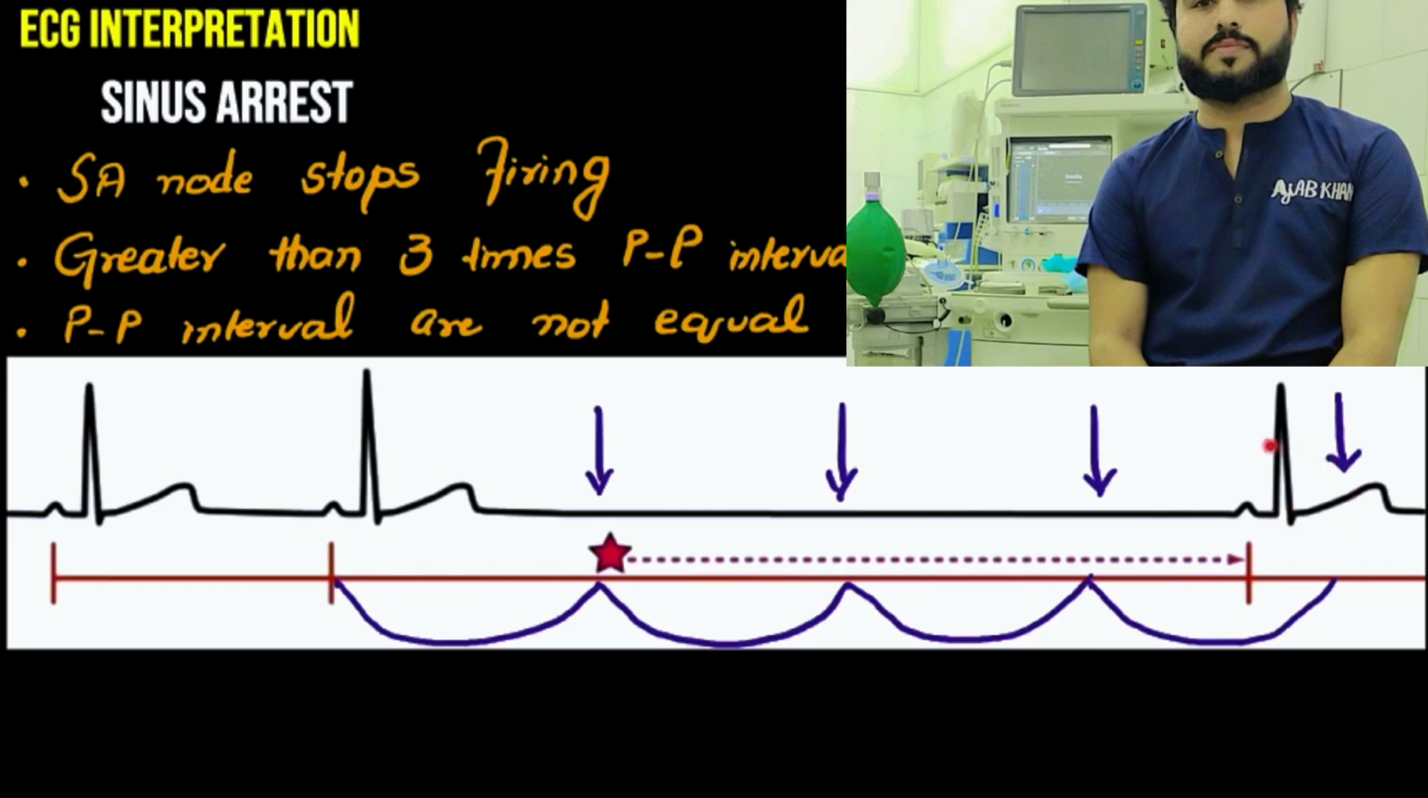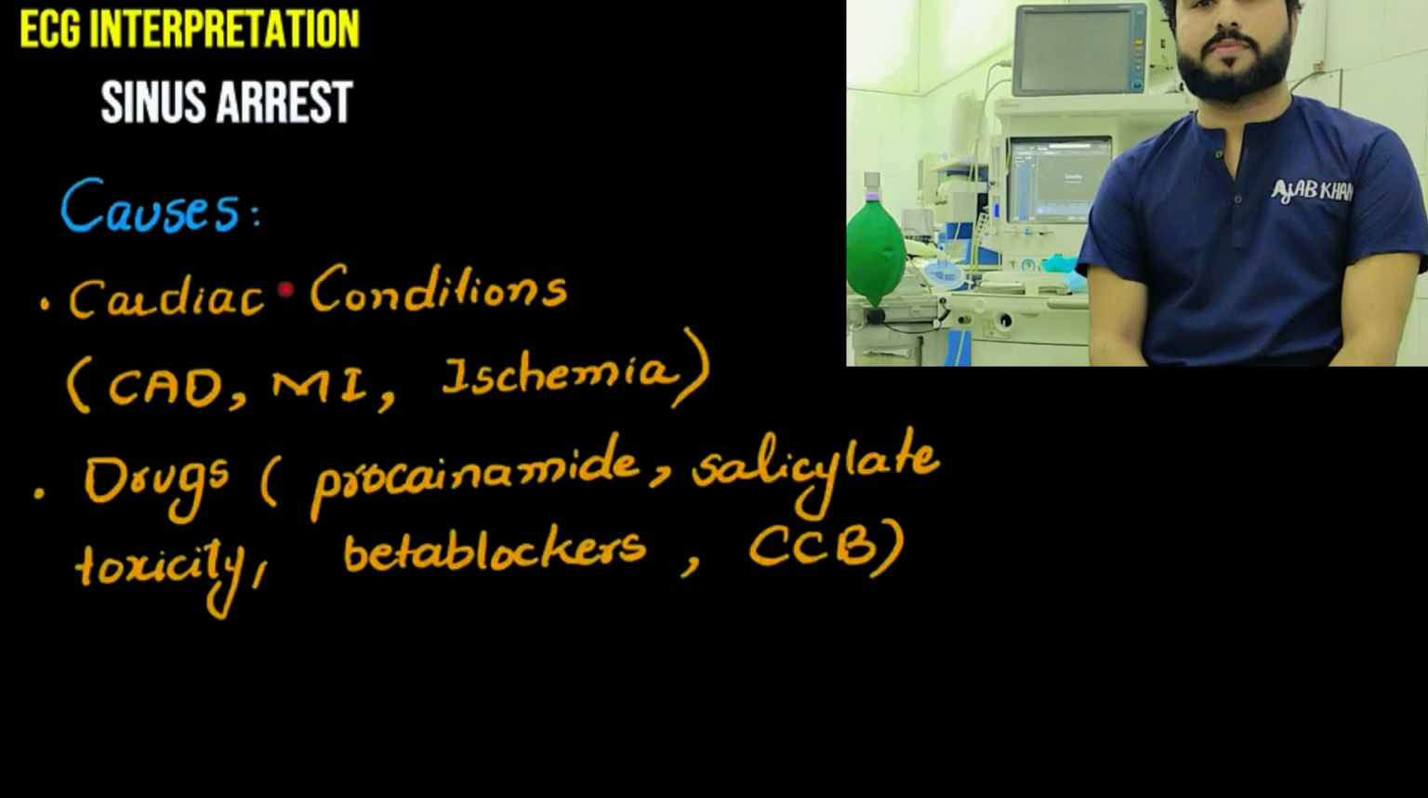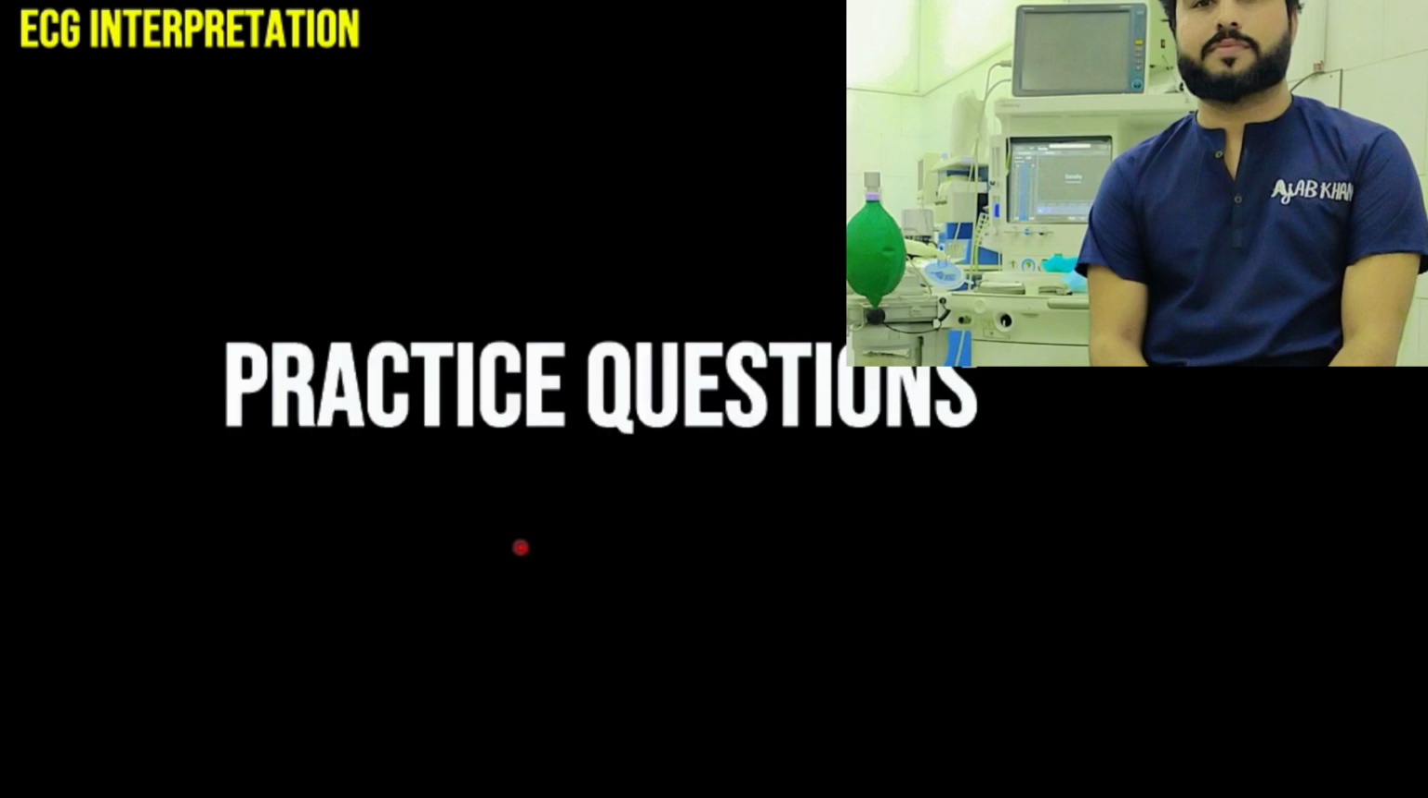The P wave is coming earlier. The P wave came here earlier. The P wave is not following the P to P interval. The P to P intervals are not equal, and greater than 3 times the P to P interval has been missed. The SA node stops firing. That is a sinus arrest. Causes include cardiac conditions and drugs like procainamide, salicylate toxicity, beta blockers, and calcium channel blockers.